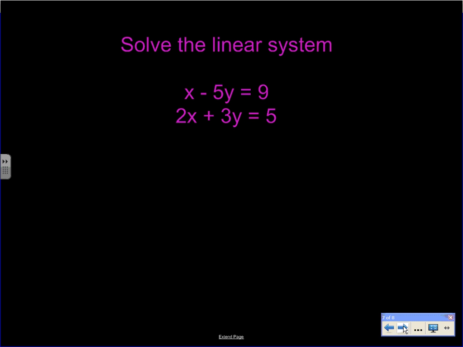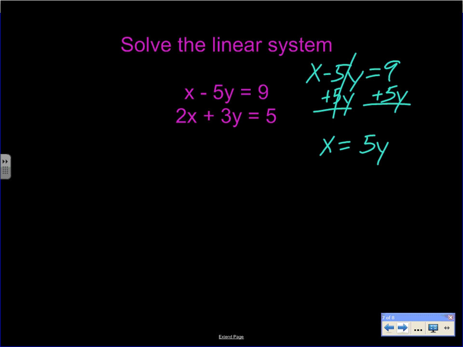So if I'm looking at this, I like the top equation, because right there, x has a positive 1 with it, and that's even better than a negative 1. So how do I get x by itself? So we have x minus 5y is equal to 9. Well, let's look. X is on the left side, and so is this negative 5y. So what's the opposite of negative 5y? It's going to be positive 5y. So those cancel. X is equal to 5y, and the 9 is positive.